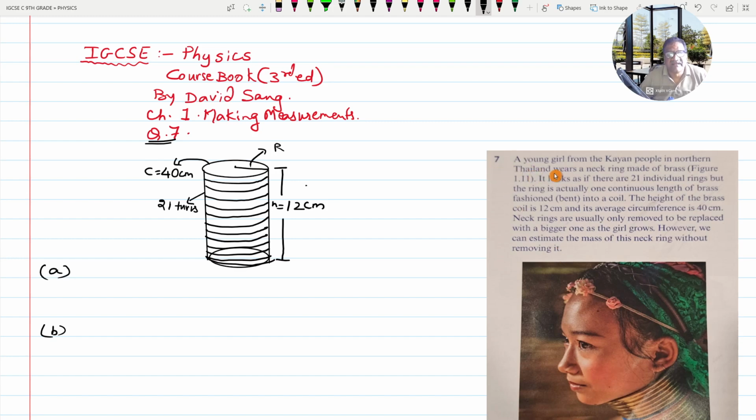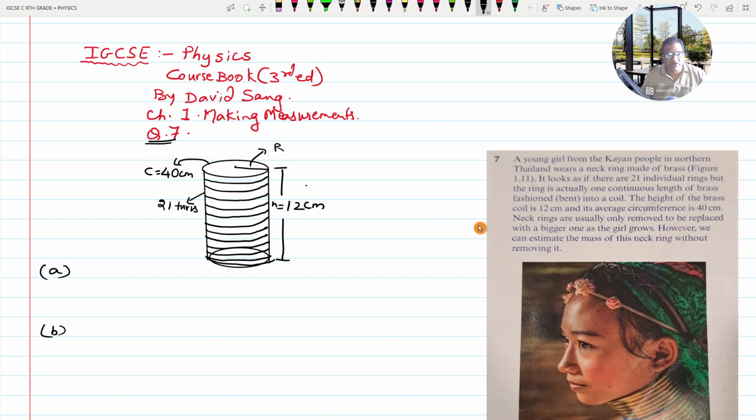It says that a young girl from the Kayan people in northern Thailand wears a neck ring made of brass. In Thailand, girls wear this sort of ornament. It is shown in this figure, 1.11. It looks as if there are 21 individual rings, but the ring is actually one continuous length of brass bent in a coil.